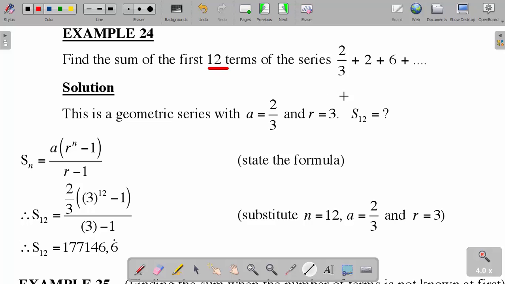So what's our common ratio? We can say 6 divided by 2, which gives us 3. That's why the common ratio is 3. And then our first term is still 2 over 3, which you see here. And then I'm looking for S12.